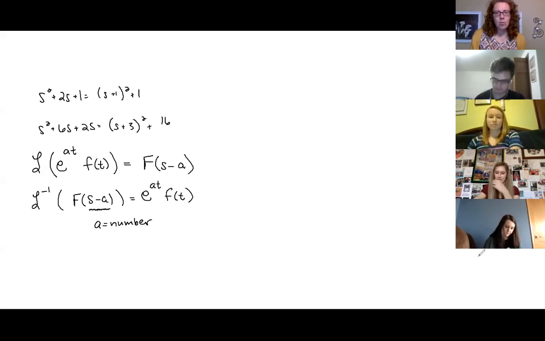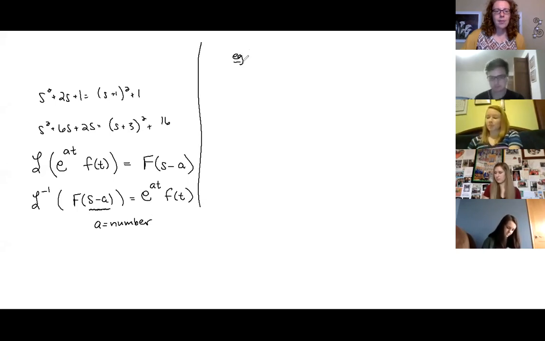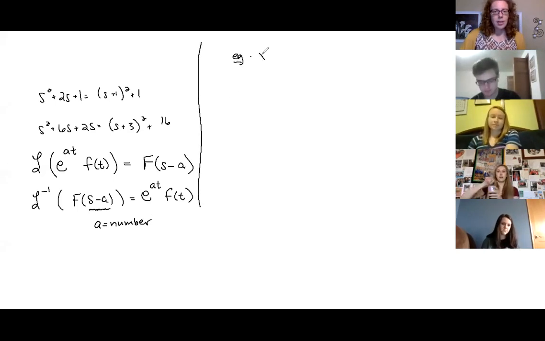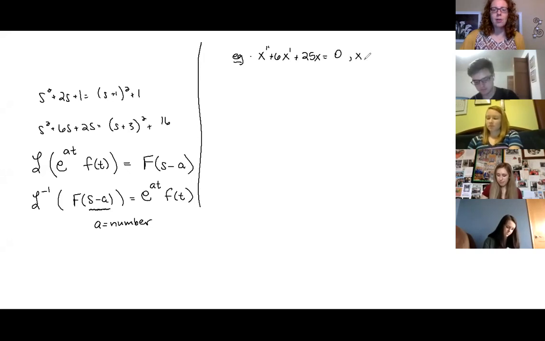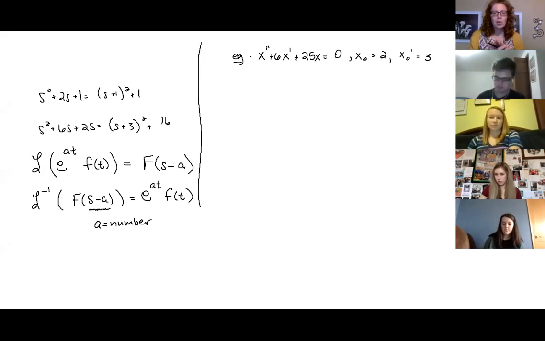So let's go to the next example. For example, we have the differential equation x double prime plus 6x prime plus 25x equals 0. X naught is 2 and x prime naught is 3.